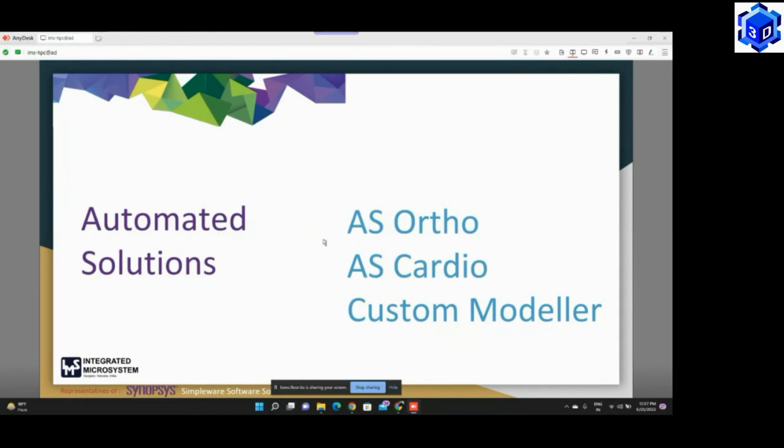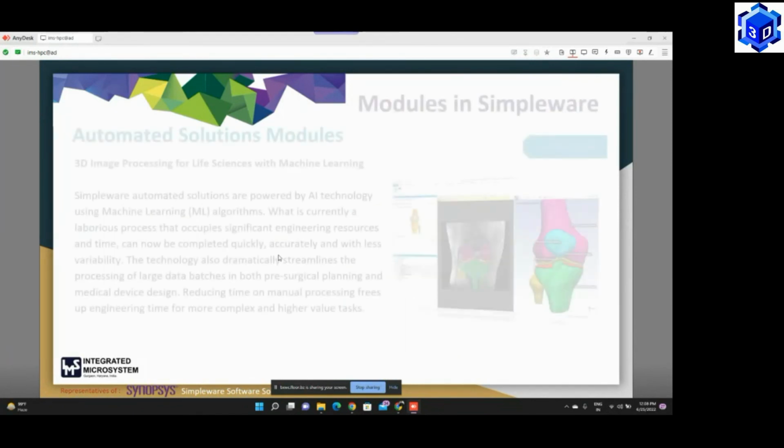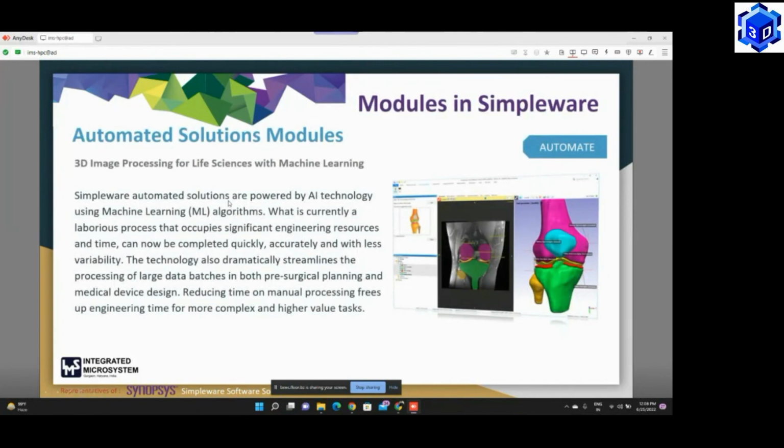Yes, so these are the automated solutions. Simpleware has automated solutions that are powered by AI technology. It utilizes machine learning algorithms, and you simply import the data set, and it will automatically identify and analyze those images and generate the 3D model for you with the help of the machine learning algorithms. You don't need to do any kind of manual segmentation for every part individually.